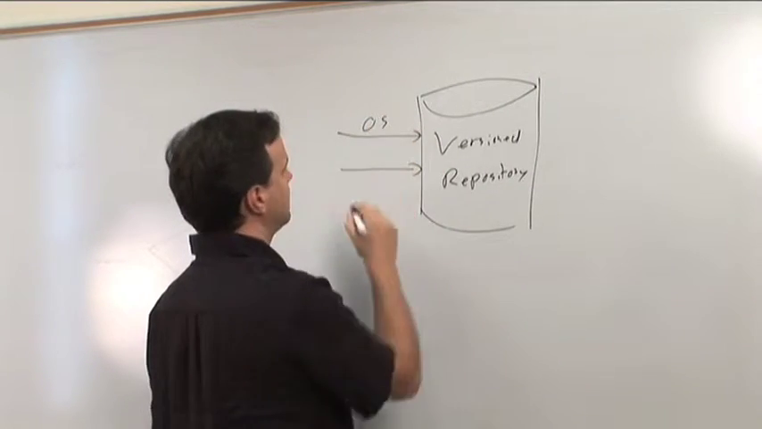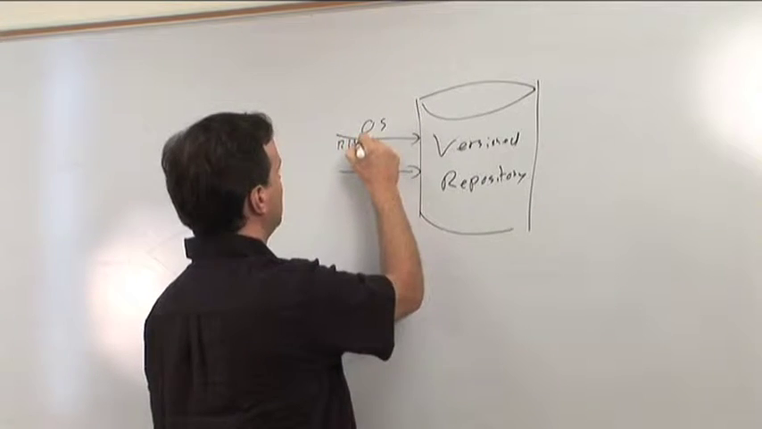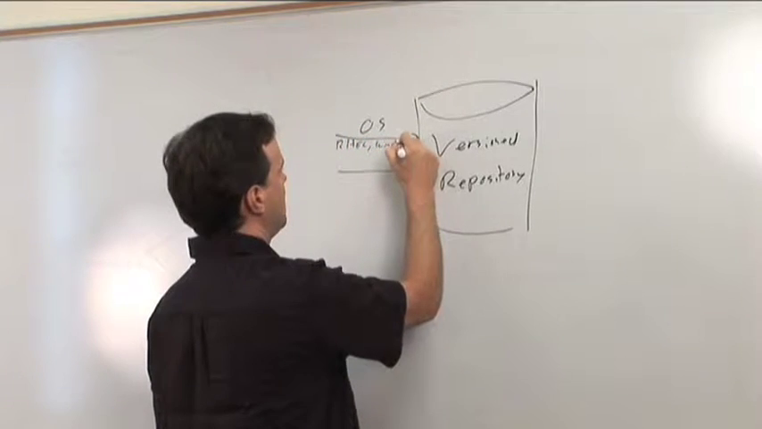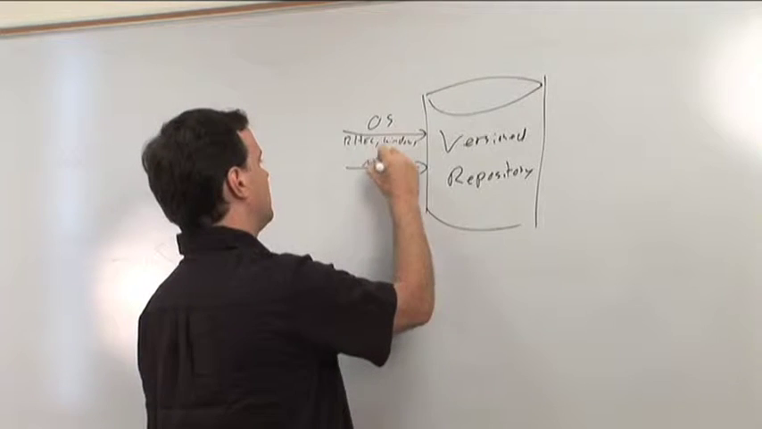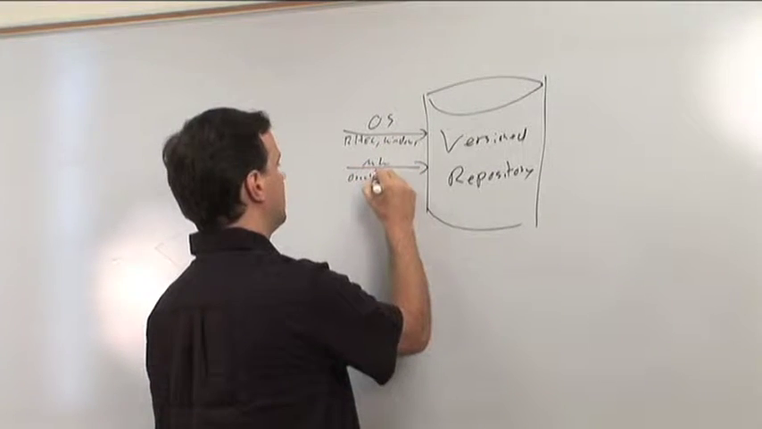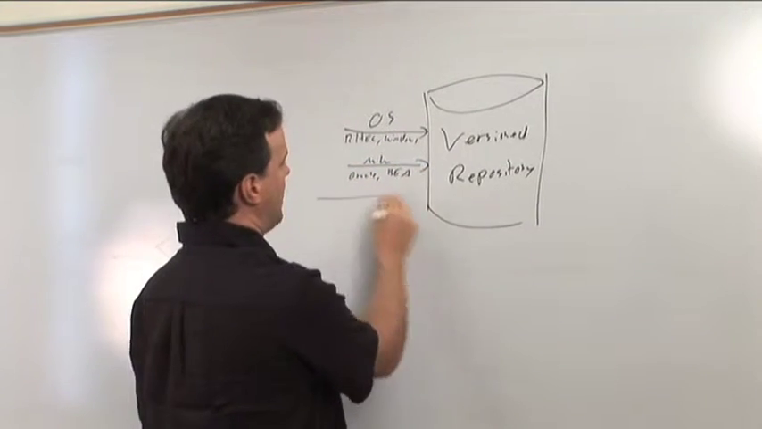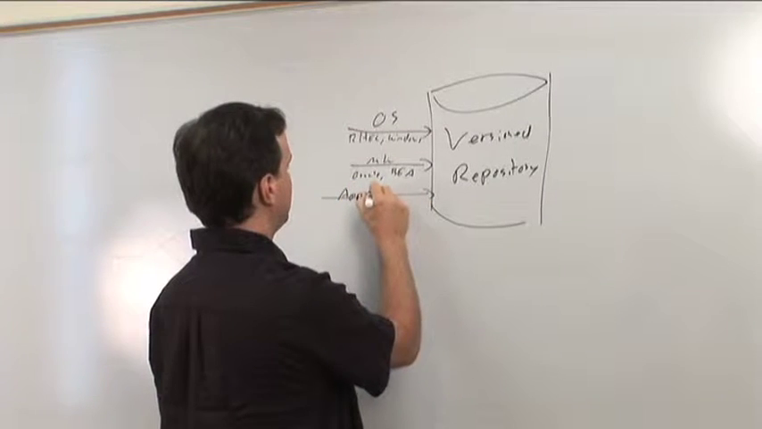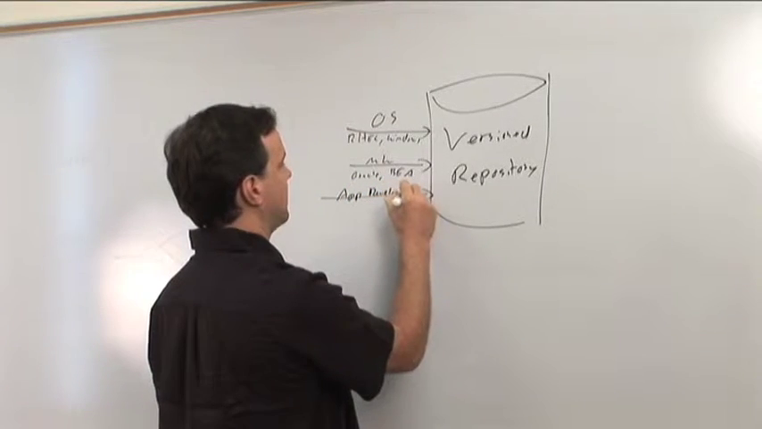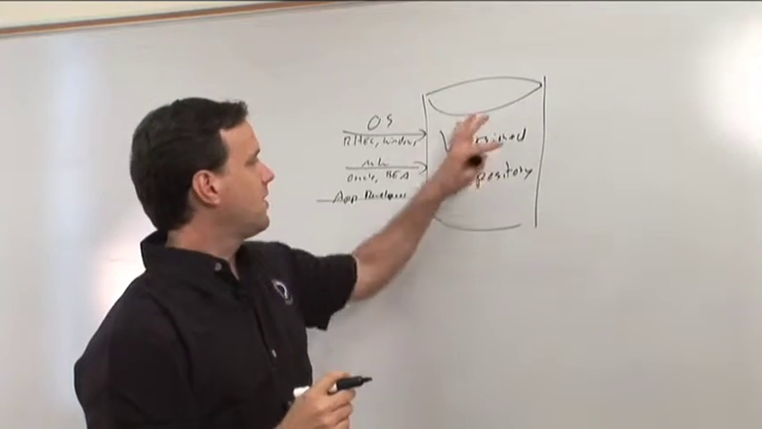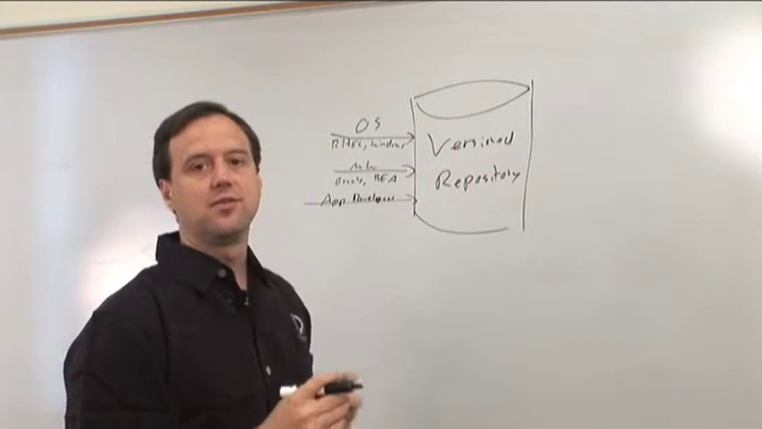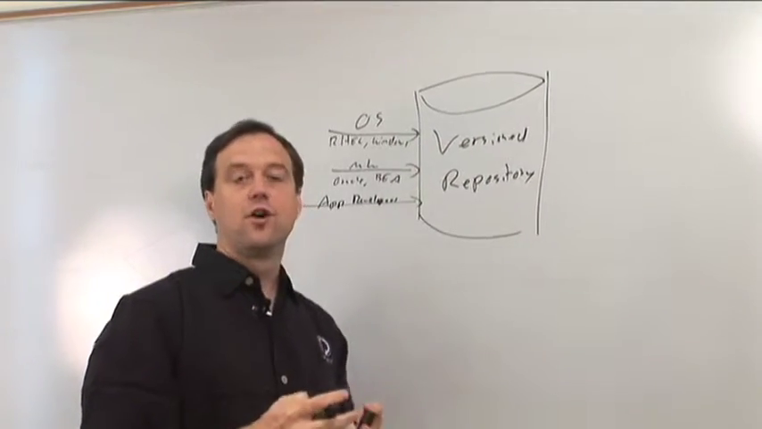That might be an operating system component, such as Red Hat or Windows. It could also be a piece of middleware, maybe Oracle or BEA. In the end, you have your internal application developers who are also depositing things into this repository. You put everything into one repository, one central location for a couple of reasons. First of all, it gives you control.